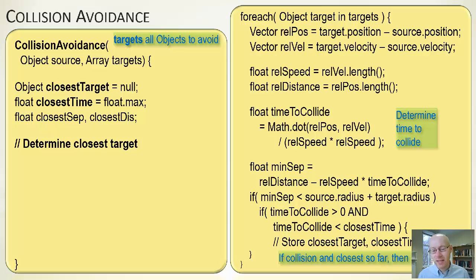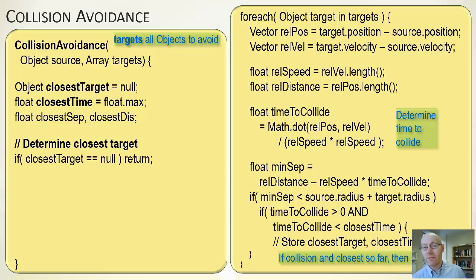The first bit of the if says if they're going to collide, then the second if says if time to collide is greater than 0, in other words, it's something that's going to happen, and the time to collide is less than the closest time. This is the one that we found that is going to happen soonest, closest in time in the future. At that point, we update and remember the closest time and the closest target. So we're recording the one that is most imminent.